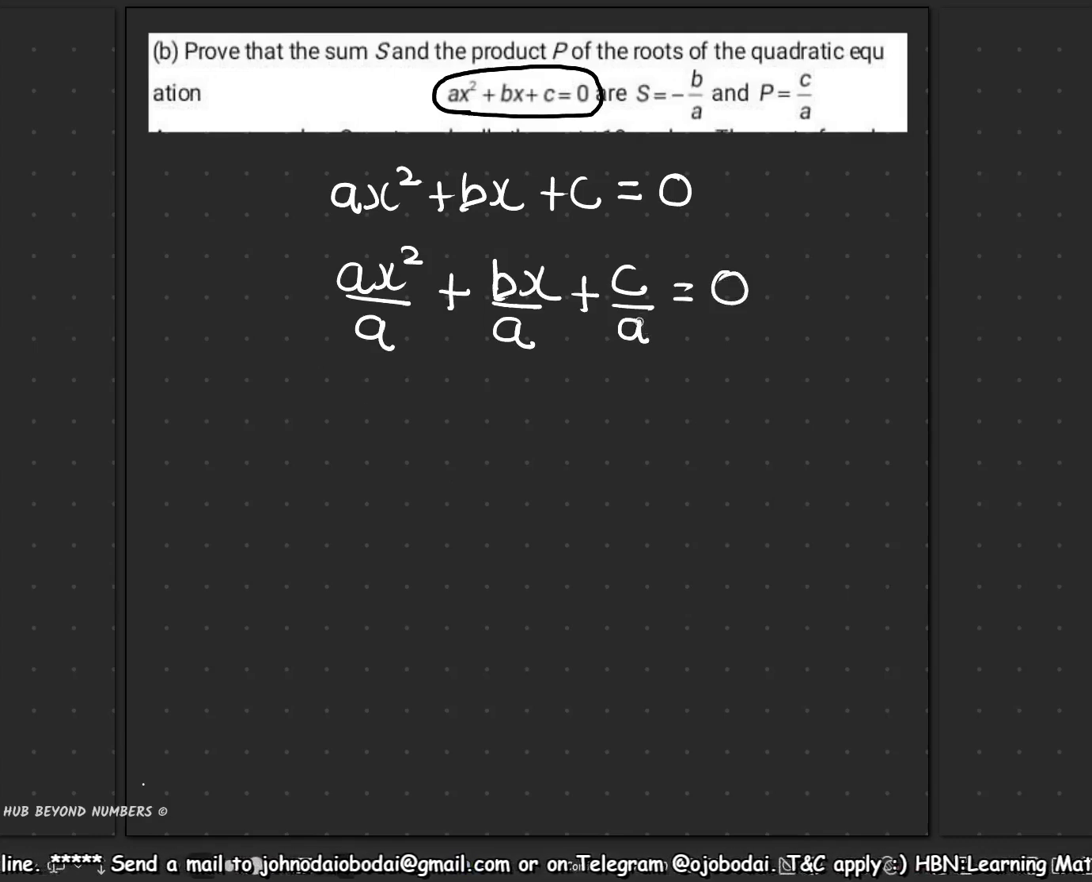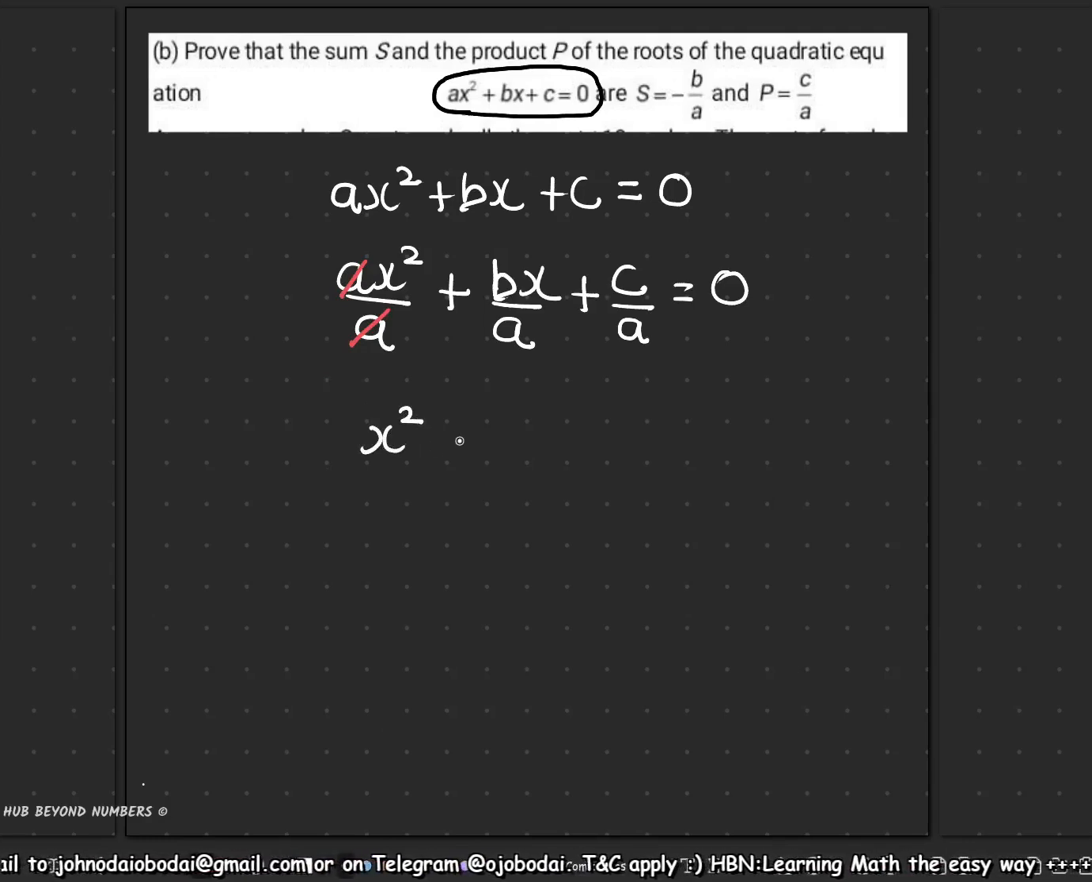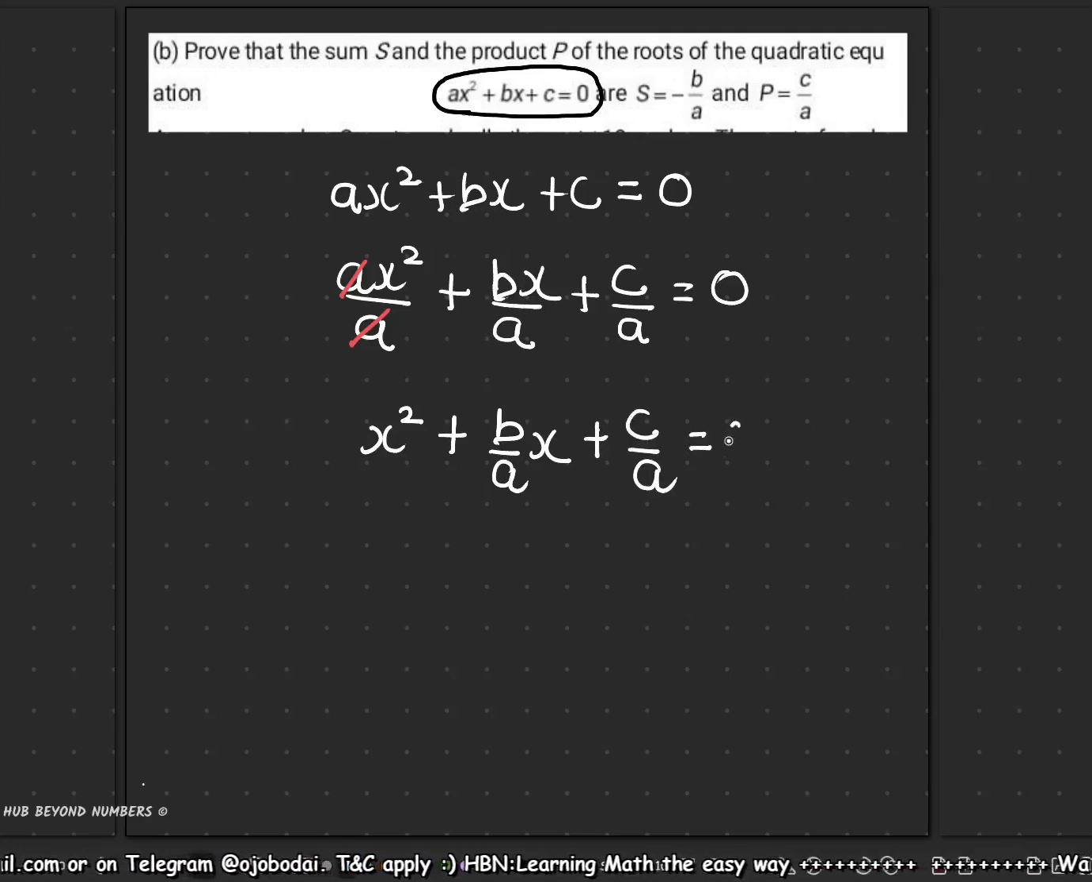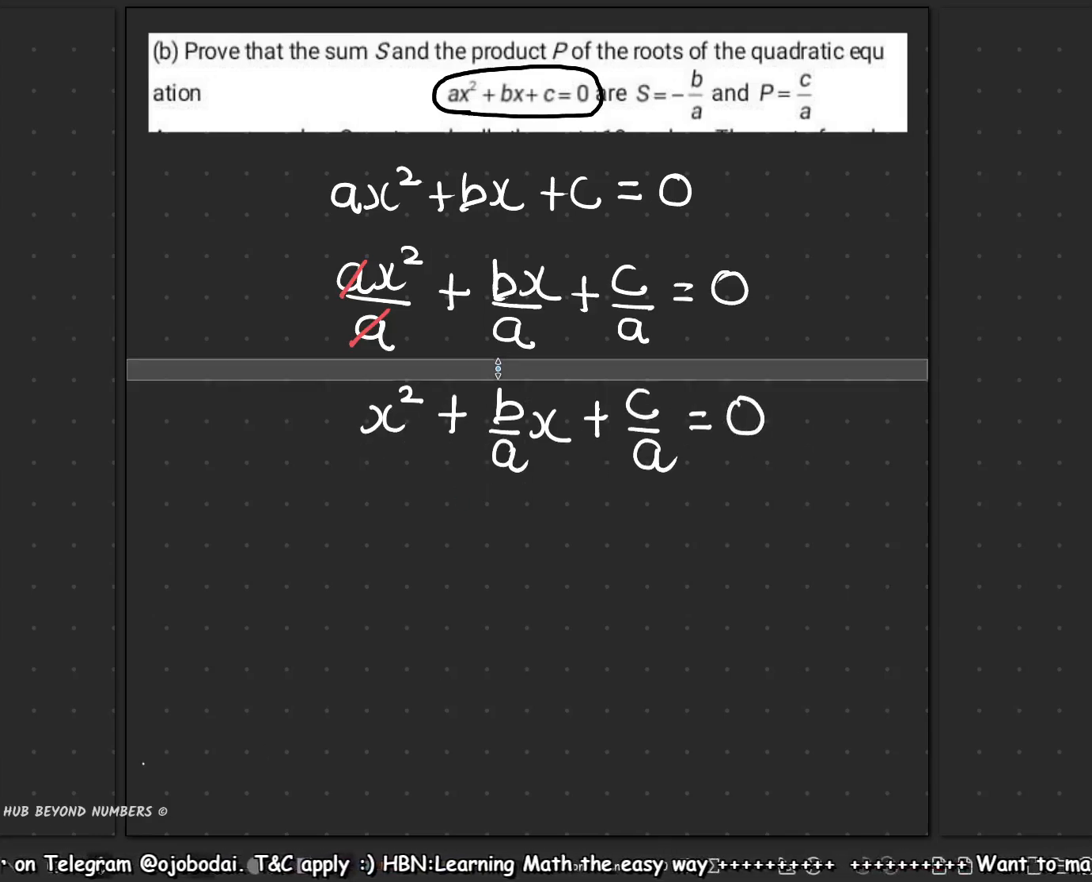So if we do this, then this a definitely cancels out this a. And we are left with what? x squared plus, we can rewrite this as b over a x. Do you see? Then plus our c over a is equal to 0. And this is what we have. Any question?